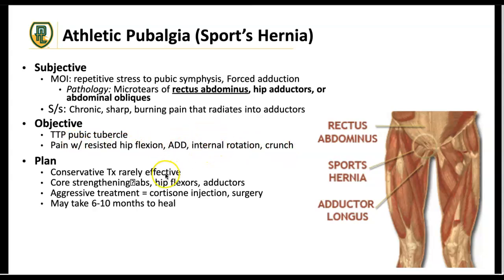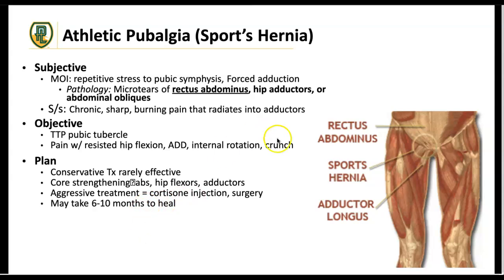So what do we do for these individuals? We're going to conservatively treat them. We're going to work on strengthening all of the core, so our abs, our hip flexors, our adductors. Some physicians do aggressive treatment. So in other words, they might do a cortisone injection, or they might just go in and suture the muscle where it's actually herniated. And if they do that, then oftentimes it's going to take about 6 to 10 months to kind of heal themselves. So very slow process.